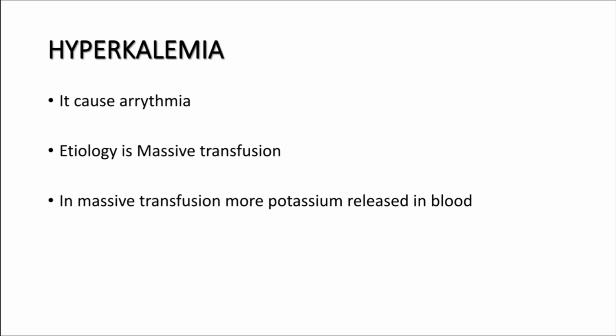All right. And the fifth cause of non-immune IHTR is hyperkalemia. Hyperkalemia can lead to arrhythmia of your heart, right? The main etiology for the development of hyperkalemia is massive transfusion. Suppose multiple blood transfusions are given, then more potassium can be released in the blood, which can lead to hyperkalemia. All right. So this was all about the non-immune immediate hemolytic transfusion reaction.